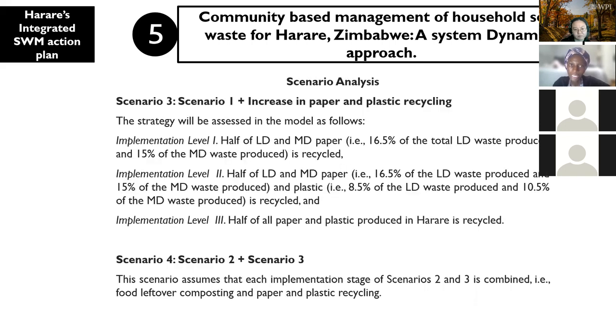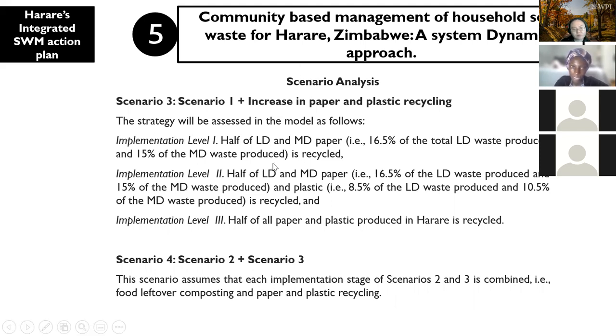But in scenario three, because in scenario two we only focused on composting, we tried to see what if we introduce plastic and paper recycling? Why paper and plastic recycling? Because the waste has the greatest composition of paper and plastic when it comes to dry waste.